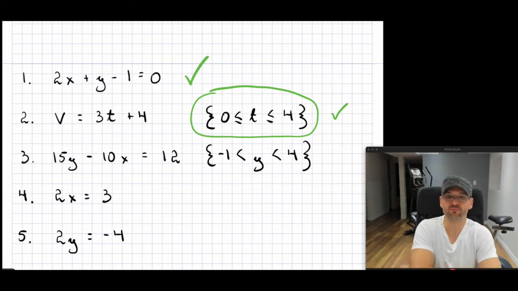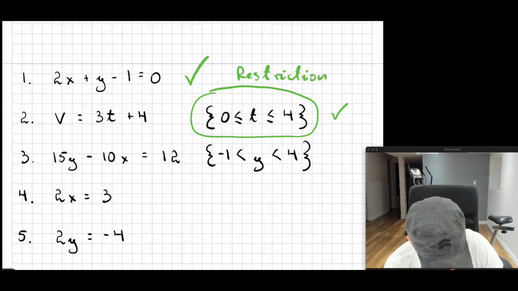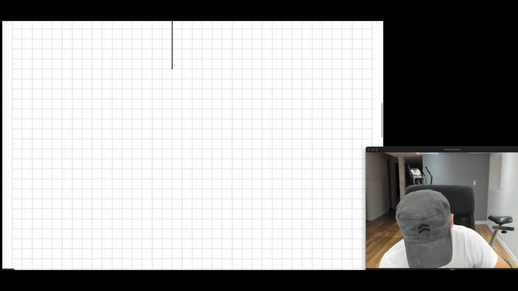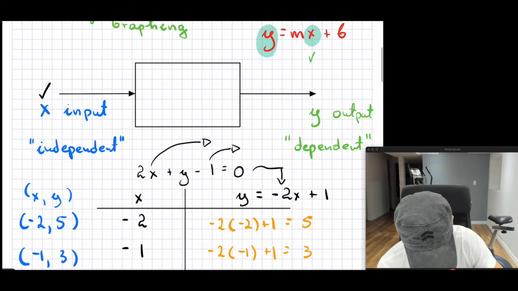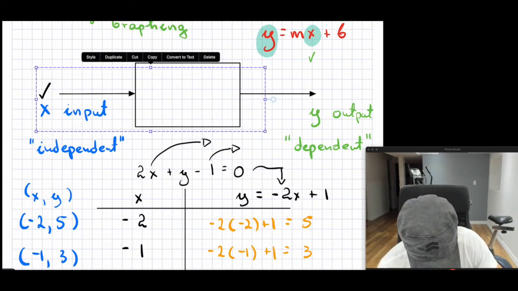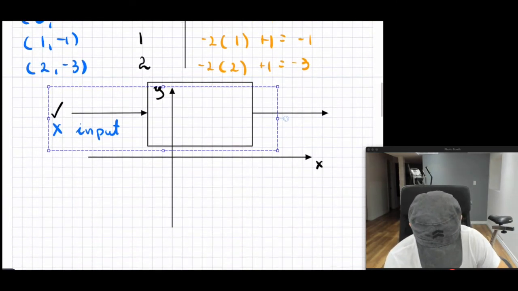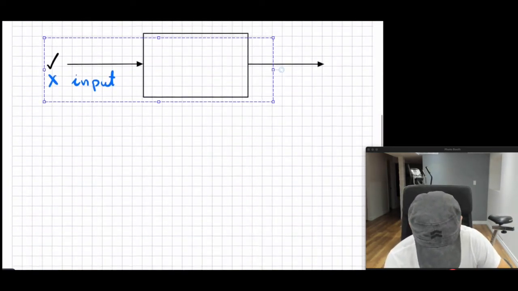Now here, there is a restriction. We call this a restriction on T. So this is the restriction on T. If you were drawing these inputs and outputs, I'm going to copy this, duplicate it, and bring it down here so that we have it there.